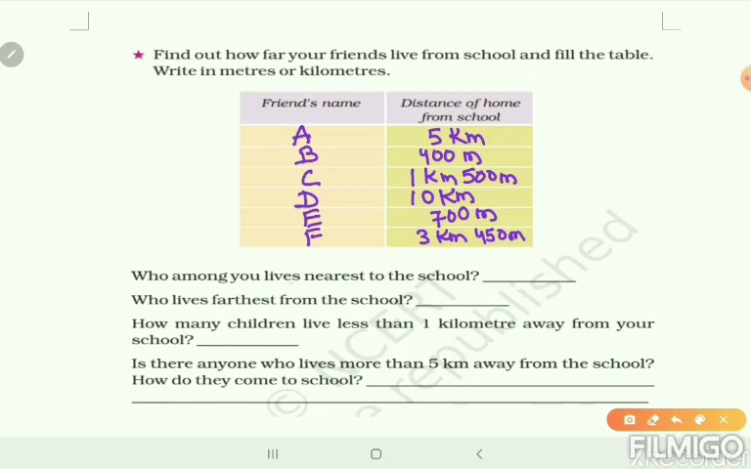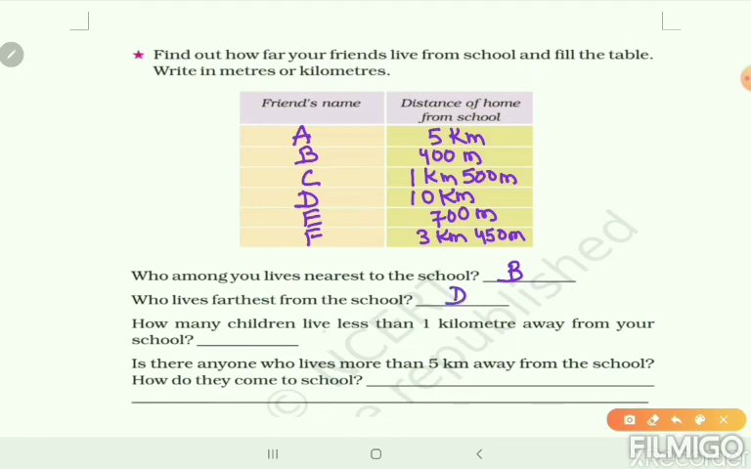Who among you lives nearest to the school? So you will see the smaller unit, that is meters, and which lives nearest. 400 meters smallest, isn't it? So who lives nearest? B. So your answer will be B. B lives nearest to the school. Who lives furthest from the school? So you are going to take the higher unit, that is the kilometer, and which is the greatest number in kilometer, that is 10 kilometers, isn't it? So who is furthest from the school? D. D takes maximum time.